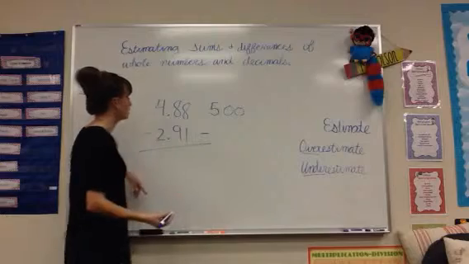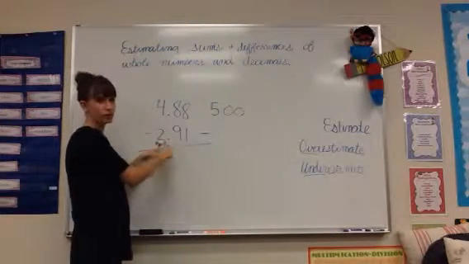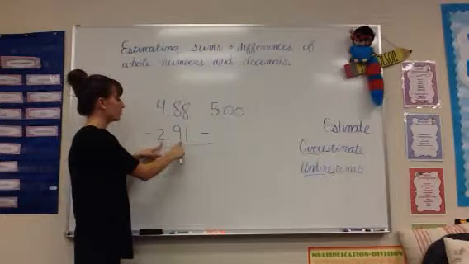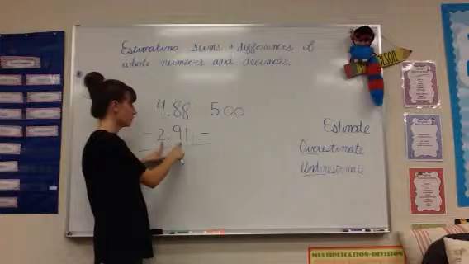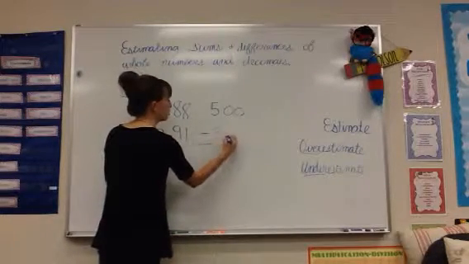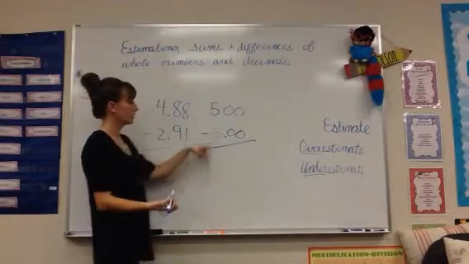Take away, or minus, 2.91. We're rounding to the nearest whole number, so I look at the 2, bump to the right. It's a 9, so it changes up to a 3. Everything else goes to 0. Subtract. It's a 2.